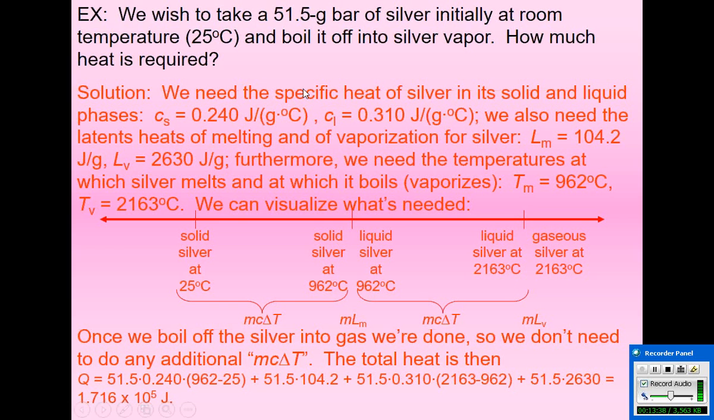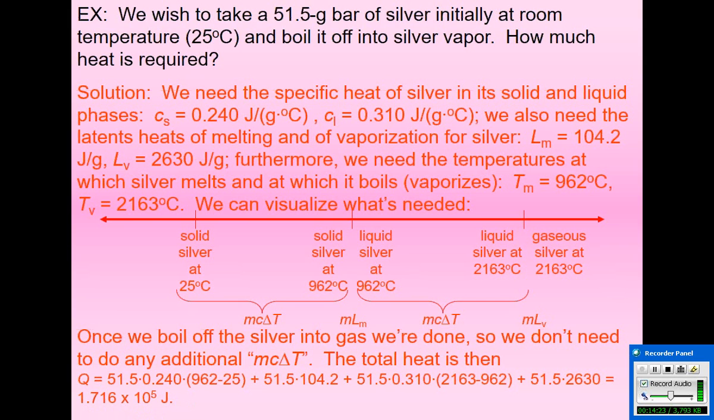Fortunately, these things can be found in appropriate locations. The specific heat of silver in solid form is 0.240 joules per gram times degree Celsius. The specific heat of silver in liquid form is just a little bit larger, 0.310 joules per gram times degree Celsius. The latent heat of melting for silver is 104.2 joules per gram. The latent heat of vaporization of silver is 2,630 joules per gram. We need the melting point, that's 962 degrees Celsius. We need the boiling point, 2,163 degrees Celsius.